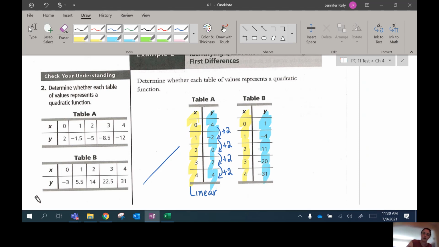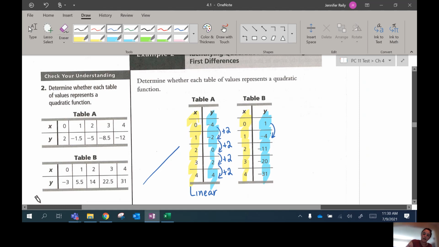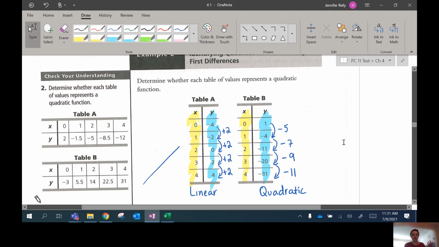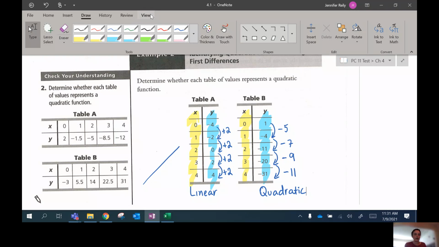Let's look at the y values and how much they're going down by. So from 1 to -4, that's a drop by 5. From -4 to -11, that's a drop by 7. And then from -11 to -20, that's a drop by 9. And then here's a drop by 11. See how the drops are different, but they're actually consistent, like they're going up by 2? That means this is quadratic. The first differences are decreasing by a consistent amount.